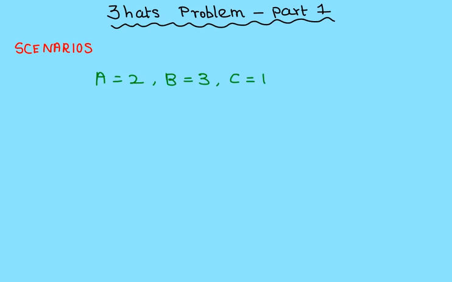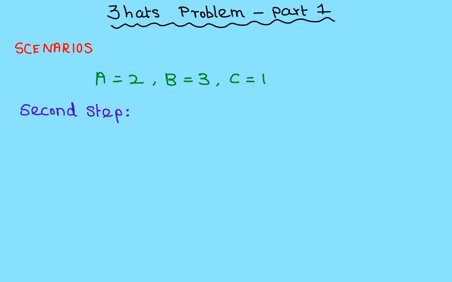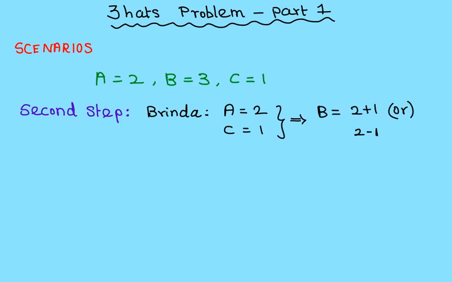Let a equal 2, b equal 3 and c equal 1. So in the first step itself, Albert sees b equal to 3, c equal to 1. Since they are different, Albert is not sure of his number. So when asked, he says, I don't know my number. In the second step, Brinda sees a equal to 2, c equal to 1. So she deduces her number to be either 2 plus 1 or 2 minus 1, that is 3 or 1.